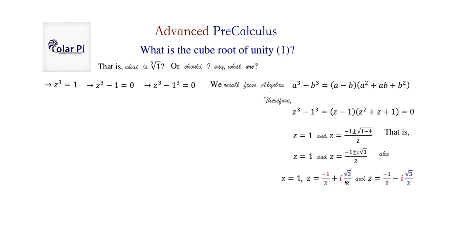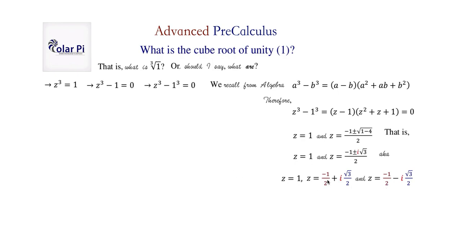If you cube this here or this here, these 2 complex numbers, and this 1, remember, is a complex number too. It's just 1 plus 0i. But anyway, if you cube these 2, you're going to find that you get 1. So these are the 3 cube roots of 1.